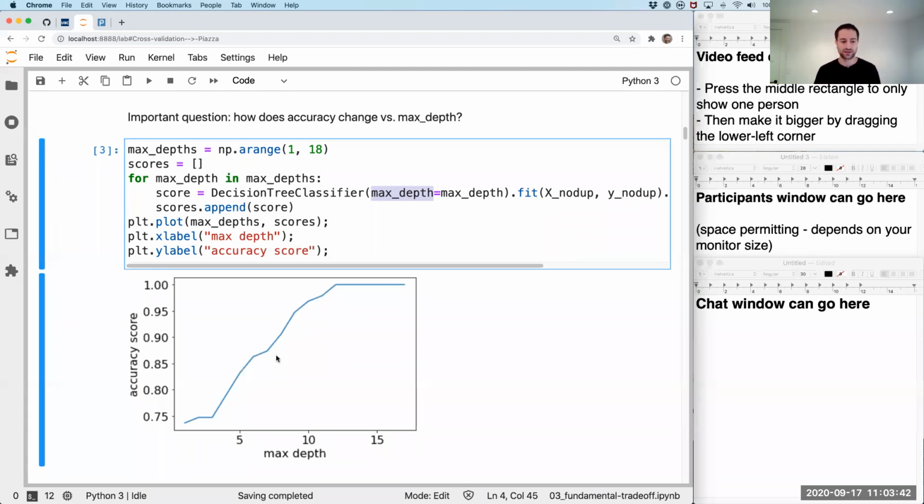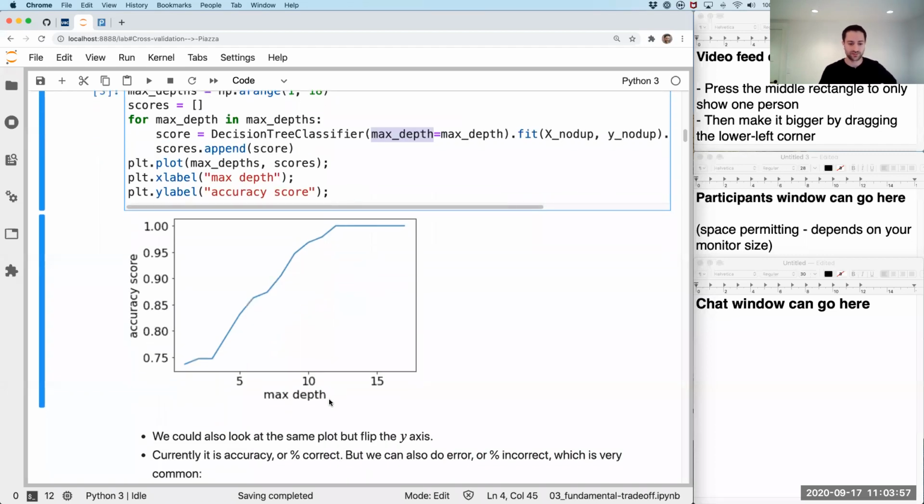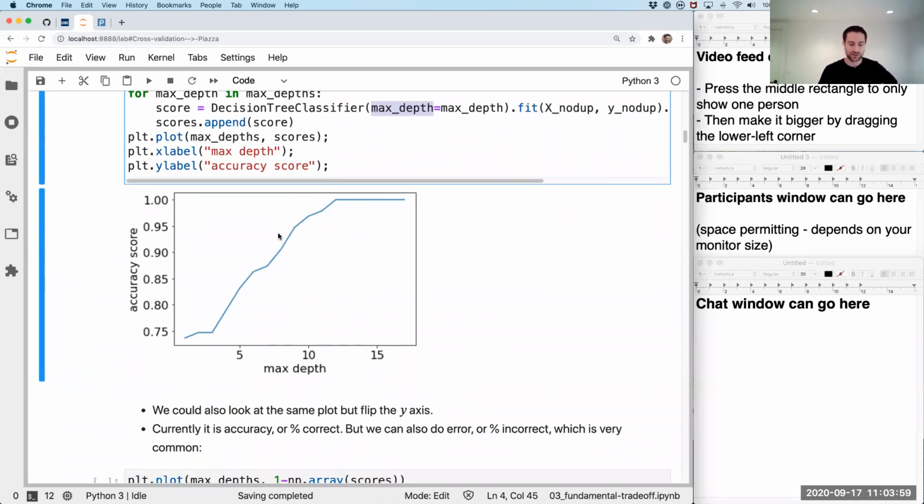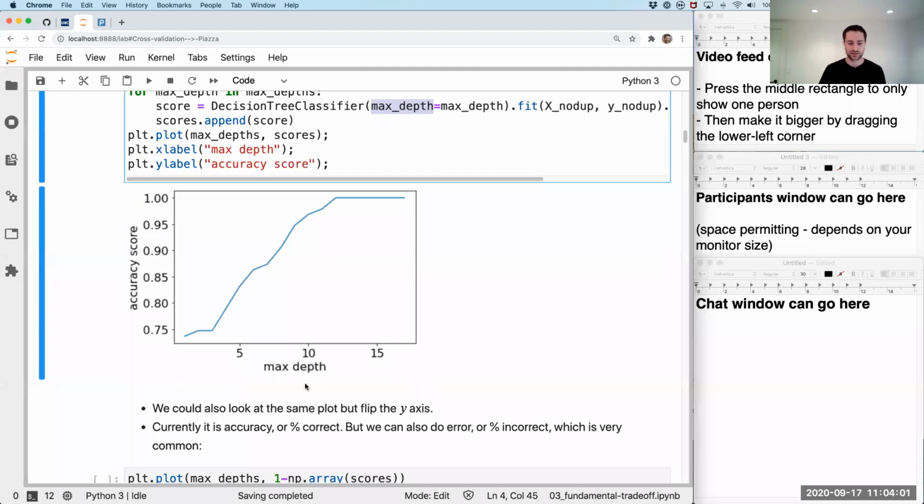So we saw a plot kind of like this, and I'm using the no duplicates data set just so that we can see it actually getting to 100%. But on the real data set from you all, it was capping off around 80-something%. So I just want to show you an upside down version of this plot because that's also pretty popular.